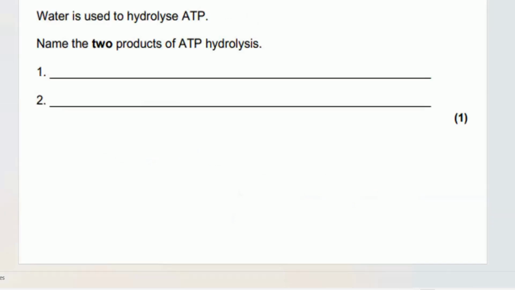Remember to pause the video, have a go, and then I'll go through the answers. Okay, let's get into it. Water is used to hydrolyze ATP. Name the two products of ATP hydrolysis.